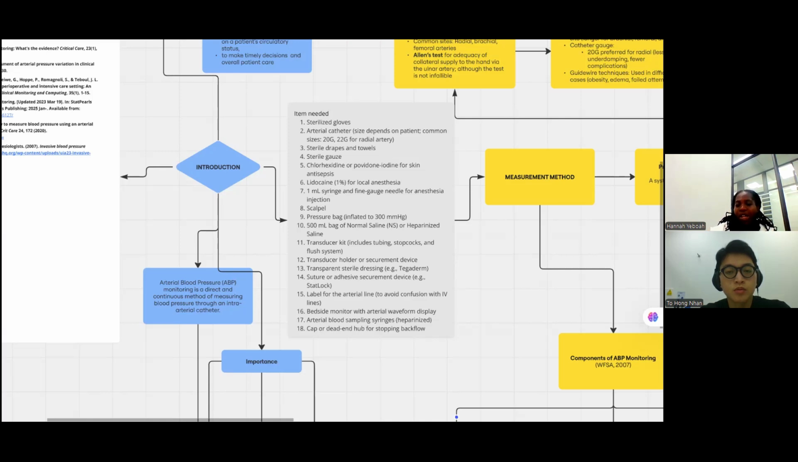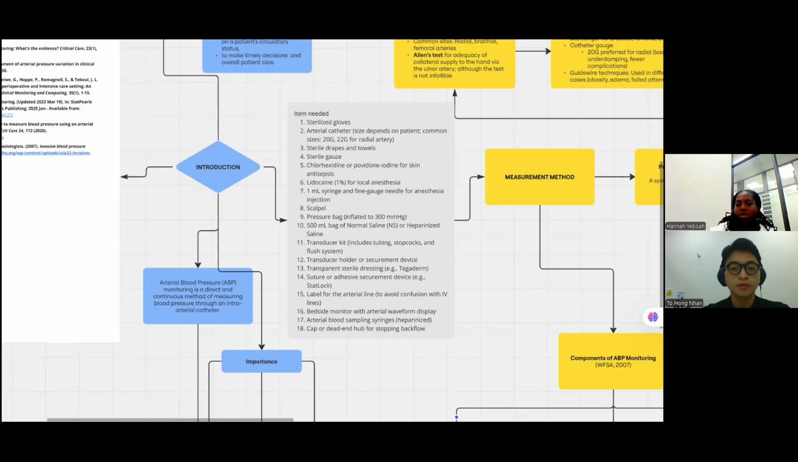Next, we need a pressure bag, and the pressure bag has to be inflated to around 300 mmHg. We also need 500 ml of normal saline or heparin. This is to prevent coagulation in terms of the procedure. Next, we need a transducer kit.